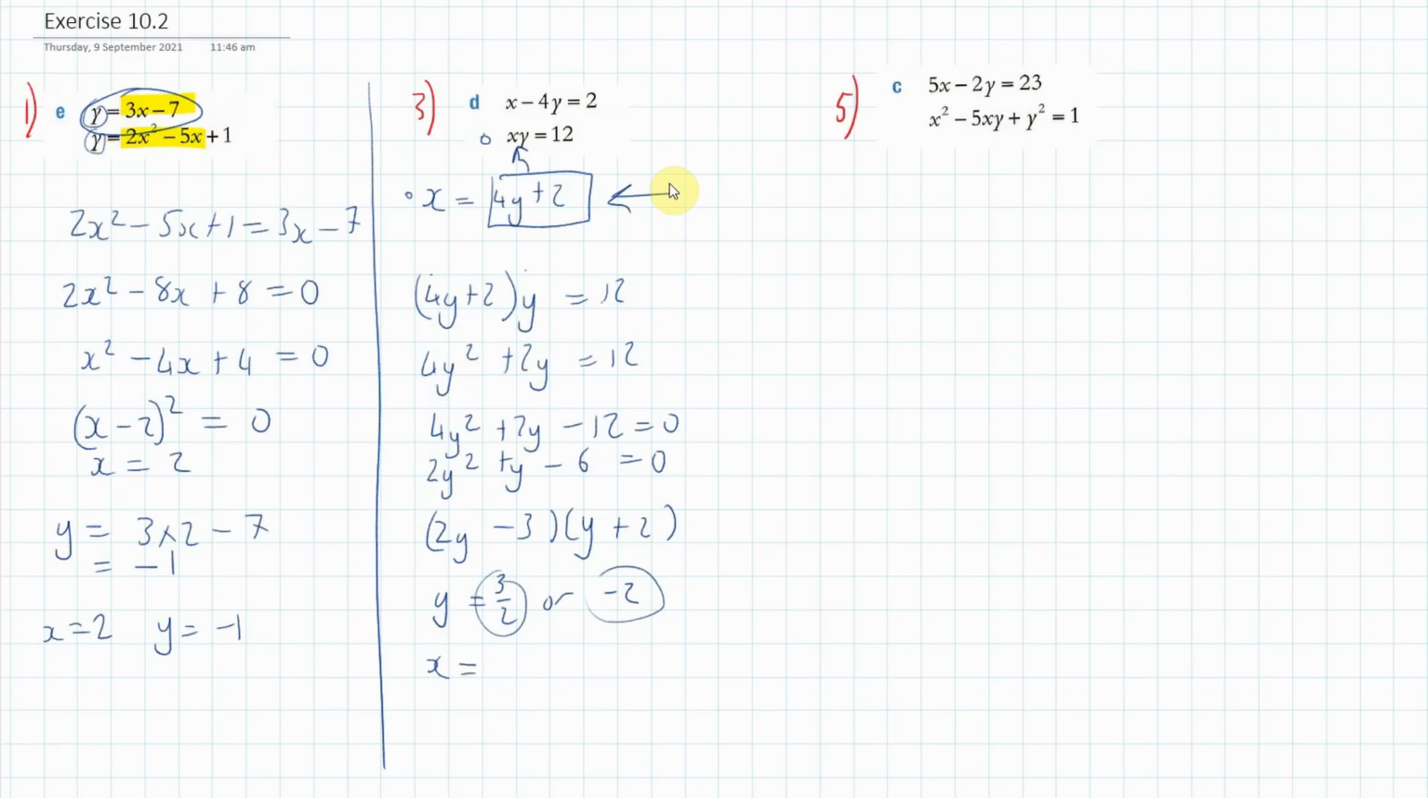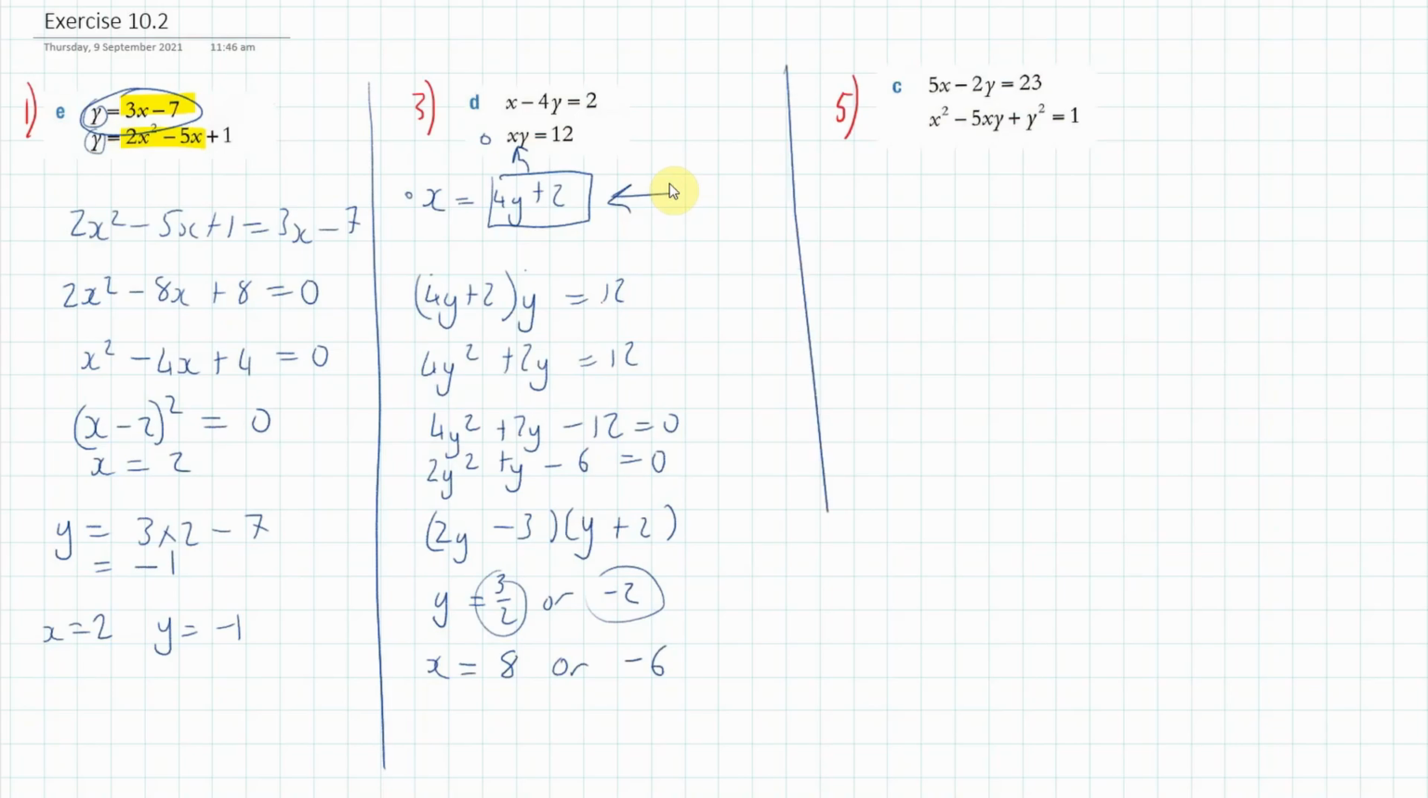Now when I do that, I'm going to get 4 times 3 over 2, which is 12 over 2, which is 6. I'm going to get 8. Or, and then when I put minus 2 in there, I get negative 8 plus 2, minus 6, I think. Let me just check that. Minus 8 plus 2. Yes.